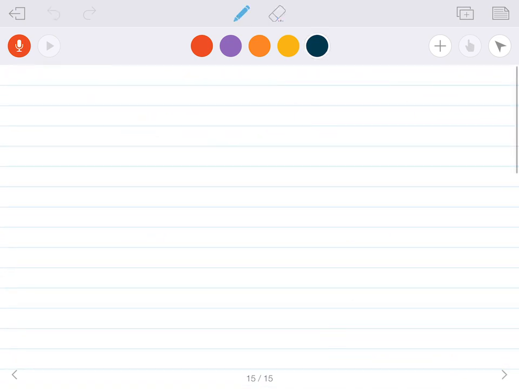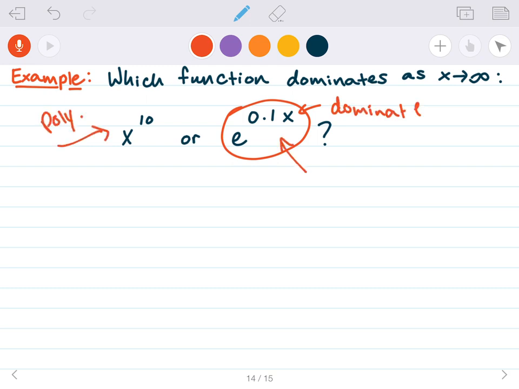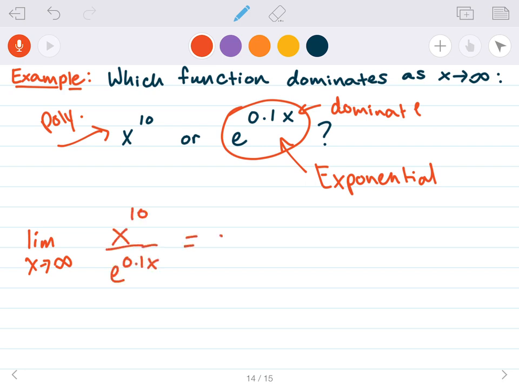All right, let's do one more example. I think it's one more, yeah. Which function dominates as x goes to infinity? We have x to the 10th versus e to the 0.1x. Now, again, this is a fact that the exponential, the variable in the exponent, is going to dominate. That's a fact, because this is a polynomial and this is an exponential function. So let's prove that. So we're proving that the limit as x goes to infinity of x to the 10th over e to the 0.1x is equal to 0.